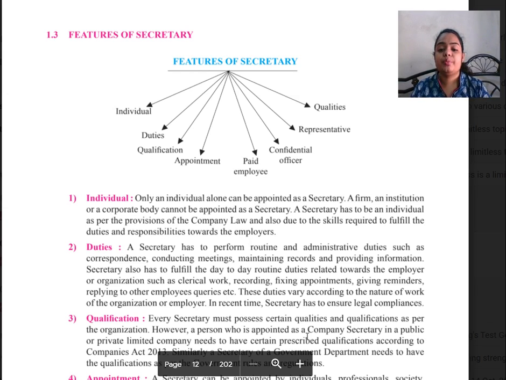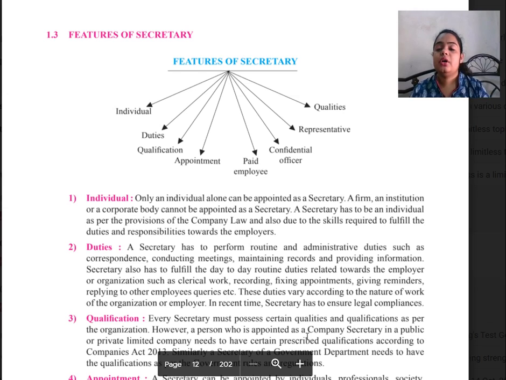A secretary has to perform routine and administrative duties such as correspondence, conducting meetings, maintaining records, and providing information. A secretary also has to fulfill the day-to-day routine duties related to the employer or organization, such as clerical work, recording, fixing appointments, giving reminders, replying to other employees' queries, etc. These duties vary according to the nature of work of the organization or employer. In recent times, a secretary has to ensure legal compliance.